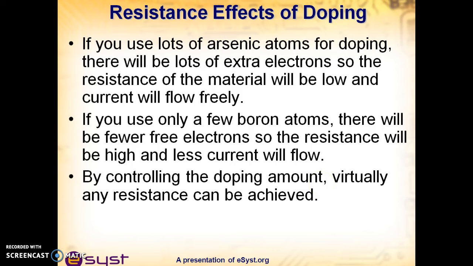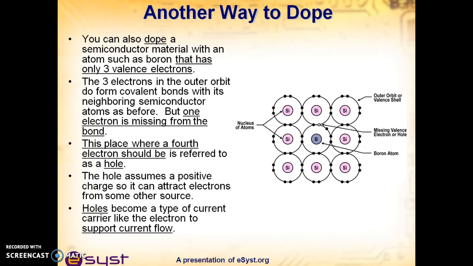Resistance effects of doping. If you use lots of arsenic atoms for doping, there will be lots of extra electrons, so the resistance of the material will be low and current will flow freely. If you use only a few arsenic atoms, there will be fewer free electrons, so the resistance will be high and less current will flow. By controlling the doping amount, virtually any resistance can be achieved.